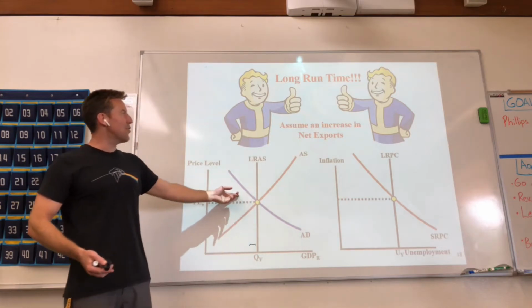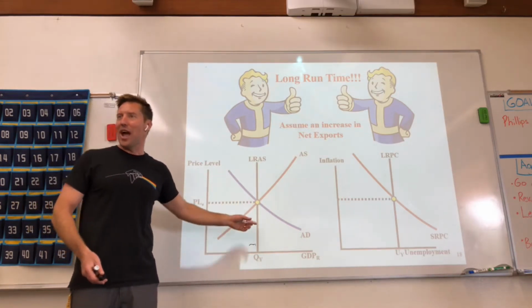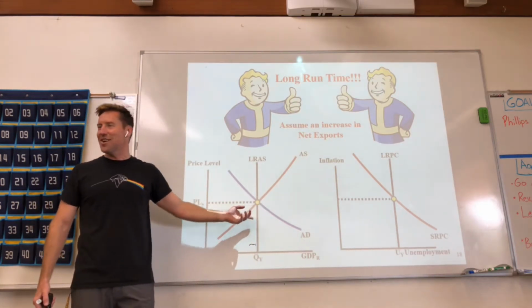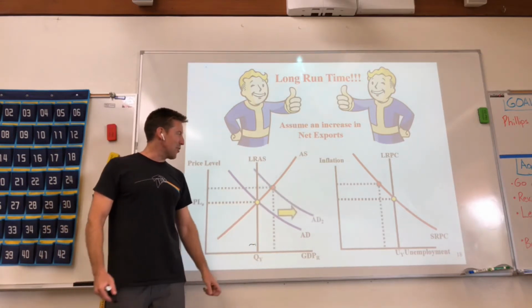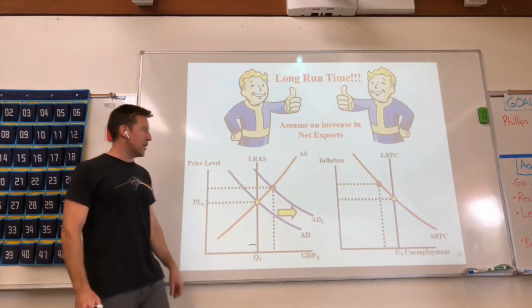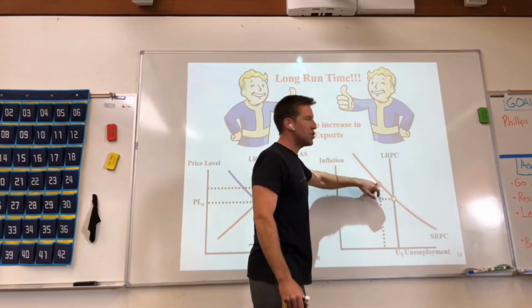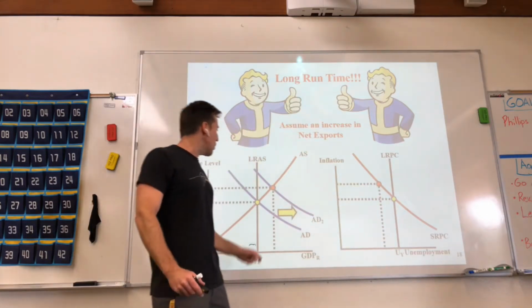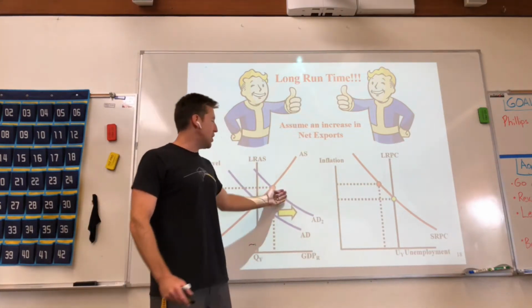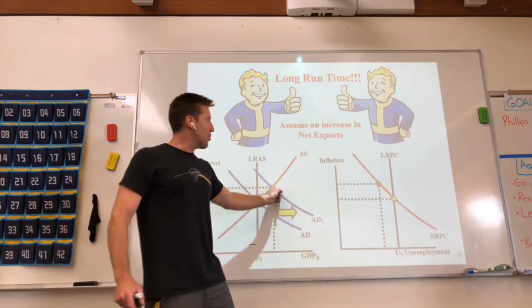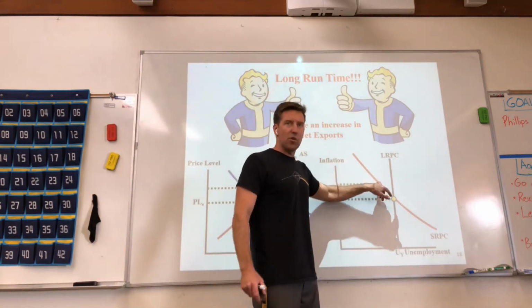So what happens if we have an increase in net exports? Is that an aggregate demand or an aggregate supply shift? Demand. Demand's going to shift to the right. What happened over here? We moved along our short run Phillips curve to reflect what happened over here. A shift in aggregate demand results in a movement along the short run Phillips curve.